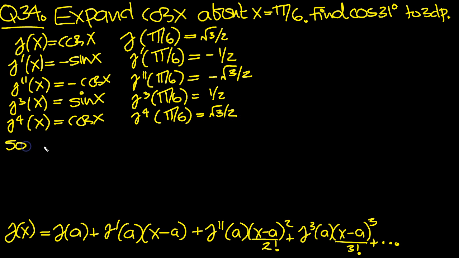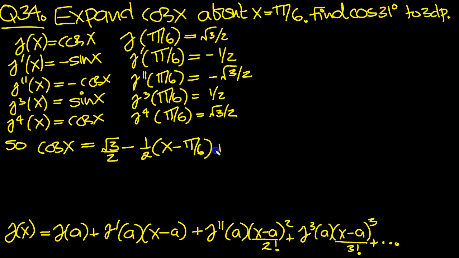So f of x, cosine x, is equal to f of a, root 3 over 2, plus f dashed, which is minus a half, so that's minus a half, x minus the pi over 6, the a value, plus f double dashed, which is minus root 3 over 2, okay, x minus pi over 6 again.